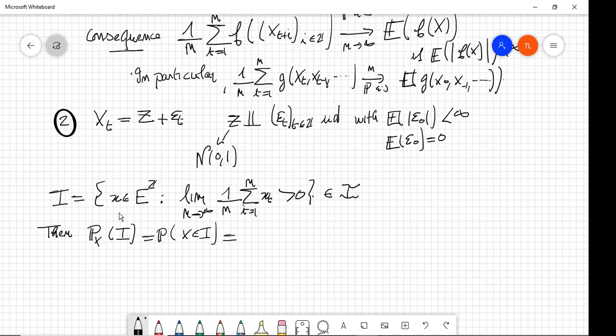So if you look at this empirical sum for x, which is a sum of Z and epsilon_t, the epsilon_t are IID, so their partial average will go to 0 from the standard law of large numbers. And at the limit, you only obtain this variable Z. The probability to have a positive limit is simply the probability that Z is positive. Since we have a Gaussian distribution, the probability to be positive is equal to 1/2. So this is different from 0 or 1, and then you don't have ergodicity here. X is not ergodic in this case.